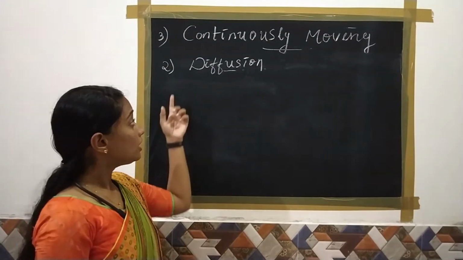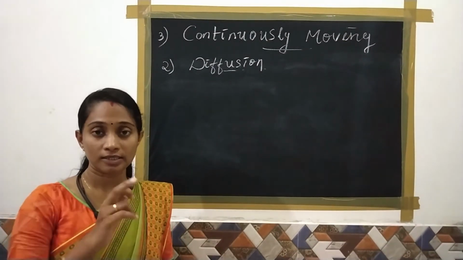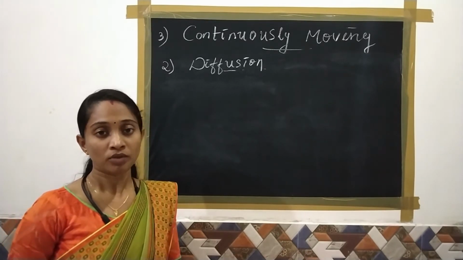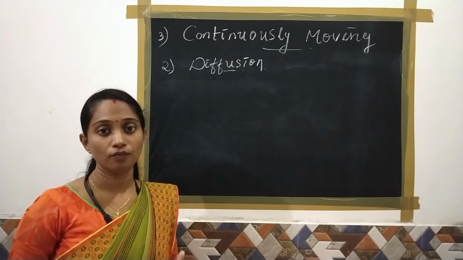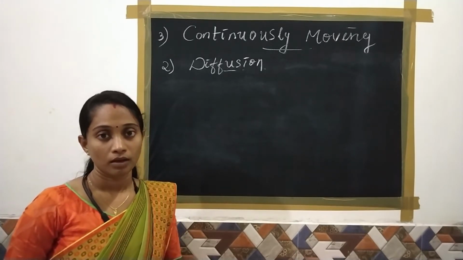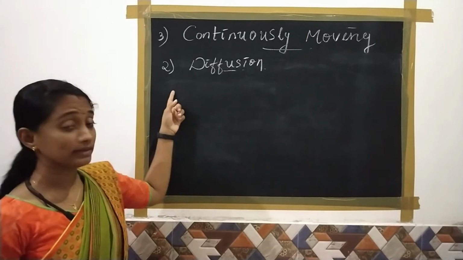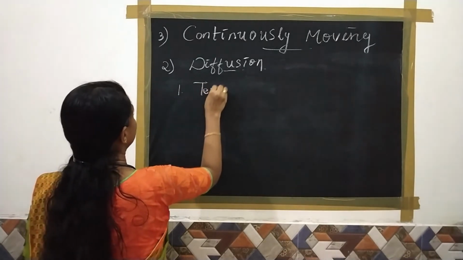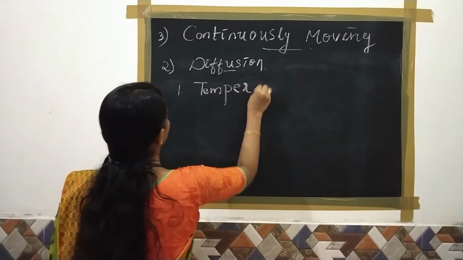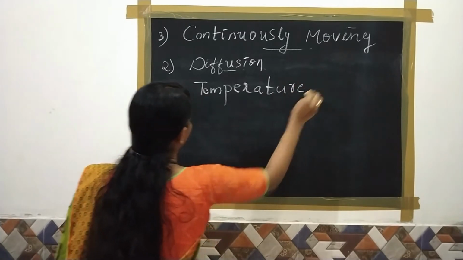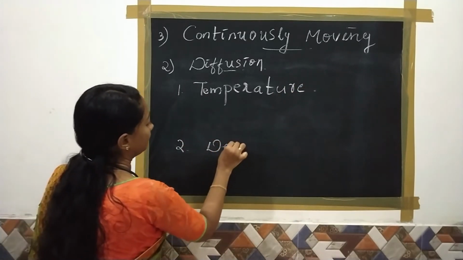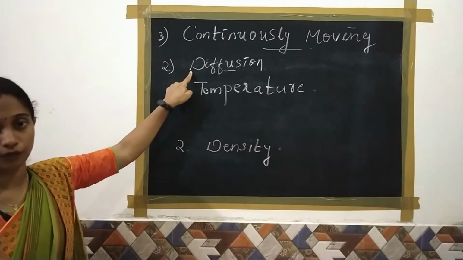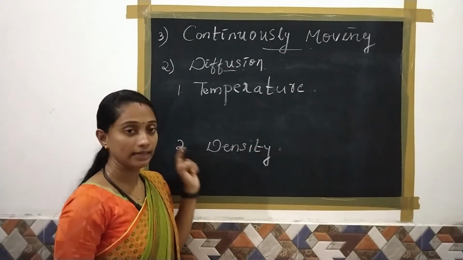The second term is diffusion. Diffusion means the spontaneous intermixing of particles by their own is named diffusion. That means the mixing of two or more particles. Two factors are affecting diffusion. The first one is temperature, and the second one is density.